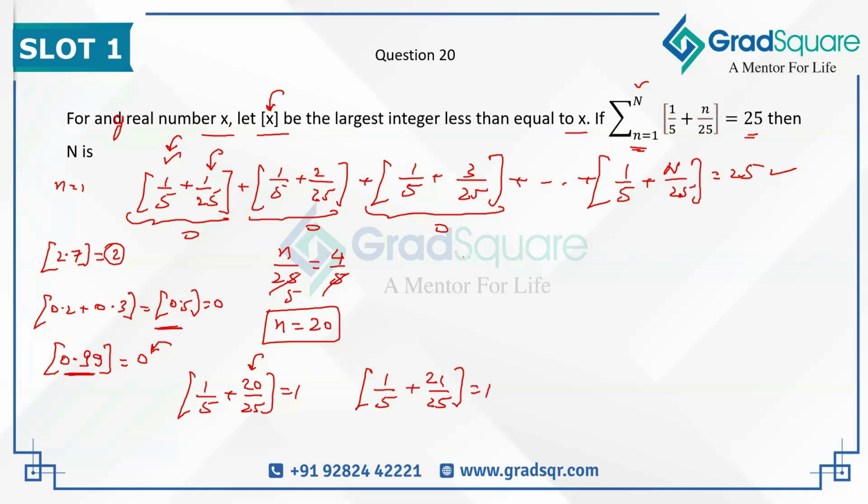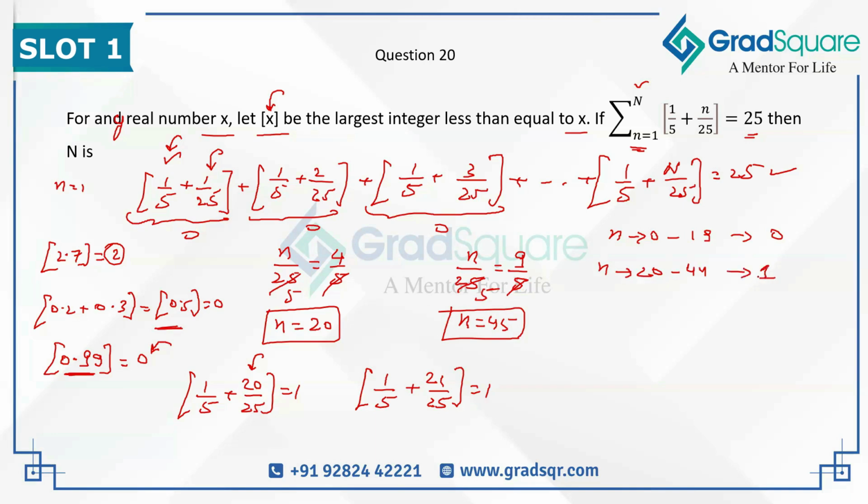But understand, it will start giving me the value 2 when n by 25 turns out to be equal to 9 by 5. Why 9 by 5? Because 9 by 5 plus 1 by 5 will give me 2 inside the greatest integer function, correct? So if the value becomes 2, then the outcome will become 2. If you cancel this, you will realize that will happen at n equals to 45. That means from n equals 0 to 19, the outcome value will be 0. From n being 20 all the way up to 44, the outcome value will be 1 each.